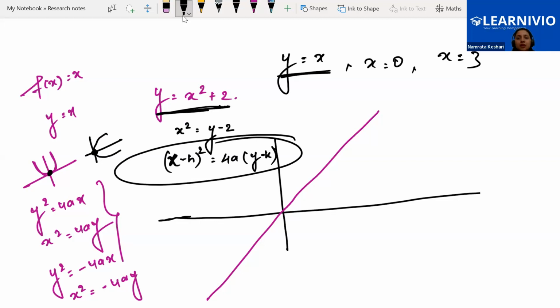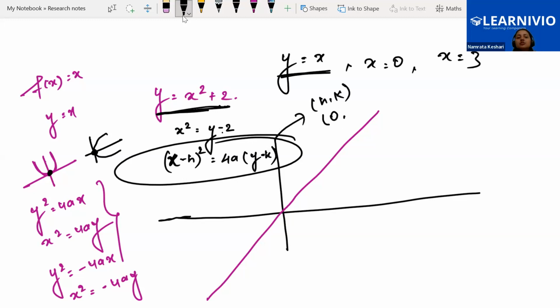Yes, ma'am. Okay, where (h, k) is the vertex. (h, k) is the vertex. Here, what is h? What is k? In our equation, what is h? What is k? 0, 0. H is 0. K is also 0?